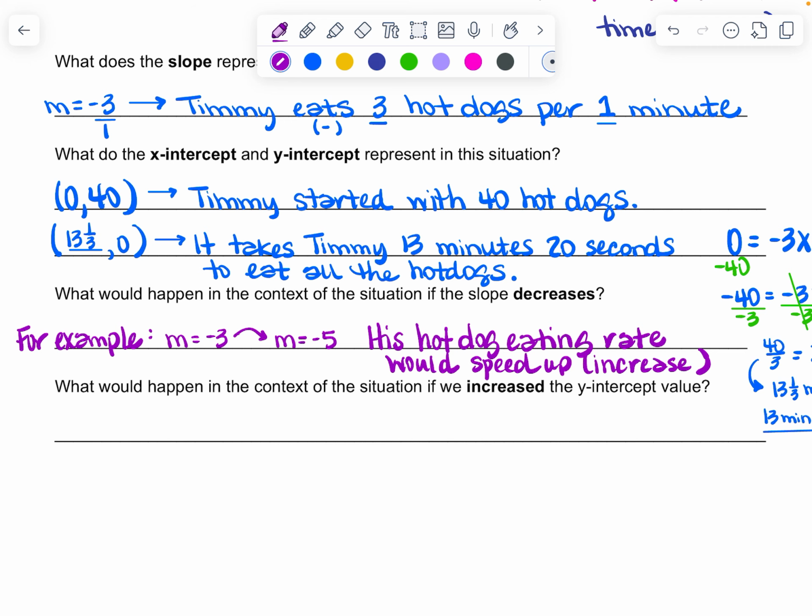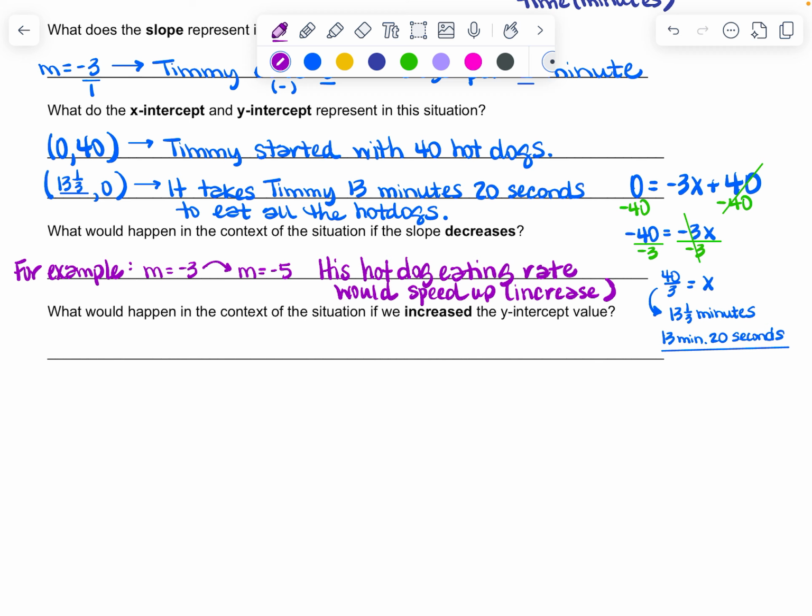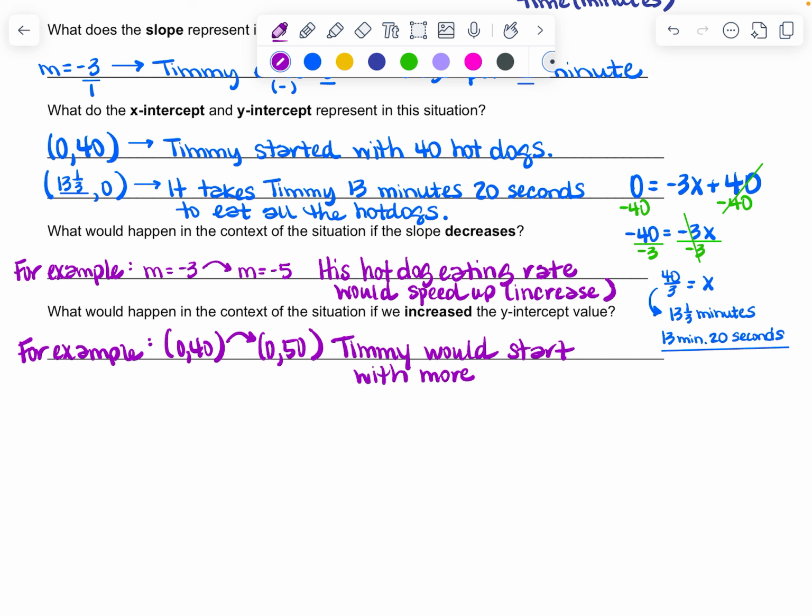All right, and then lastly, it says, what would happen in the context of the situation if we increase the y-intercept? So again, give yourself a for example. Right now the y-intercept is (0, 40). What if we increased it to like (0, 50)? Well, the y-intercept represents how many hot dogs he started with. So if you increase the y-intercept, then that means Timmy would start with more hot dogs.